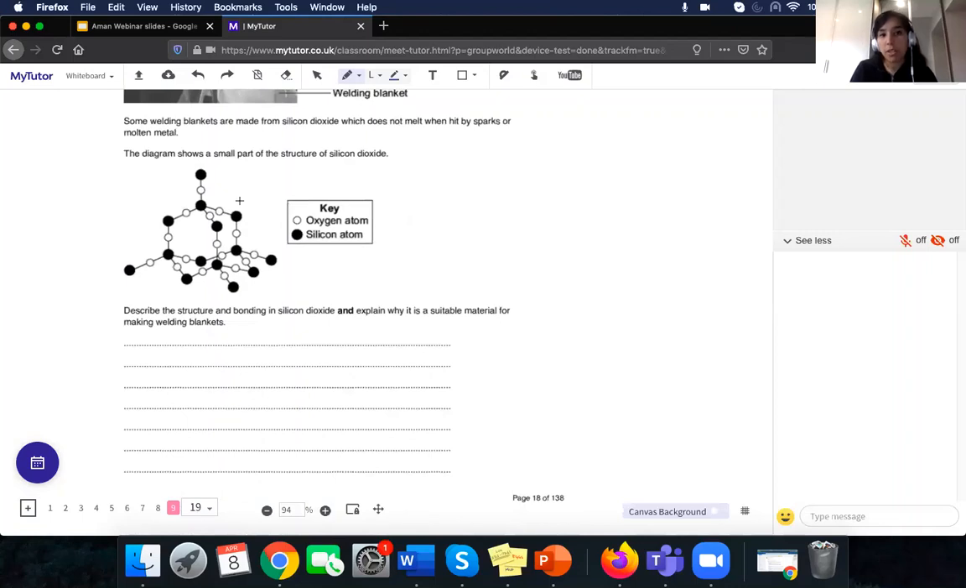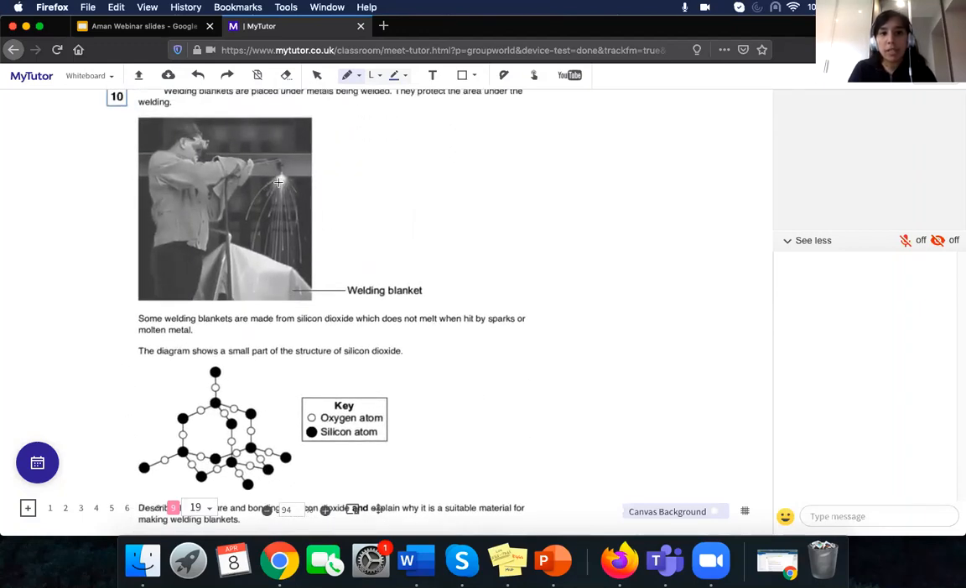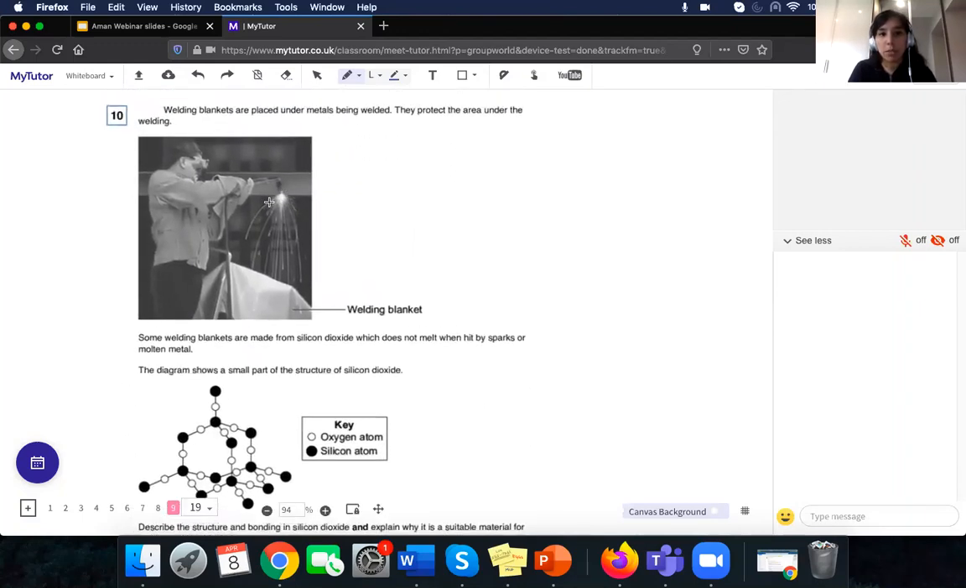So remember earlier, someone was asking me, why does silicon not form 4 bonds over here? And that's because it's only a small part of the structure. It's very difficult to draw the whole structure. So welding, it's a process that we do to metals. You have a look here. So it's all described by this picture here, what welding is.